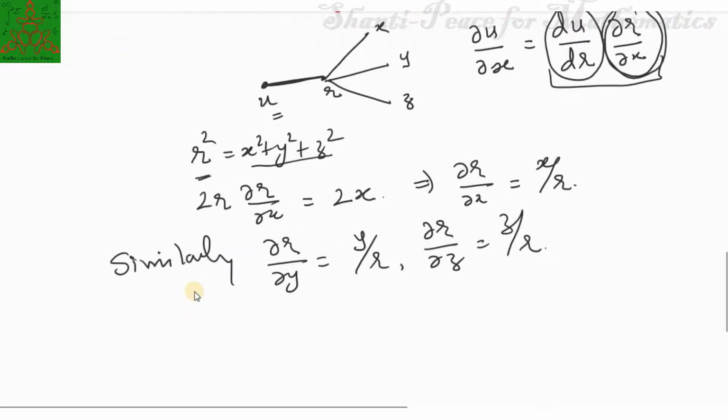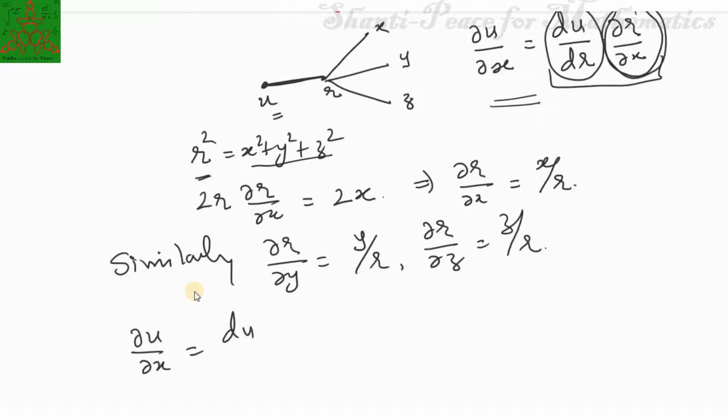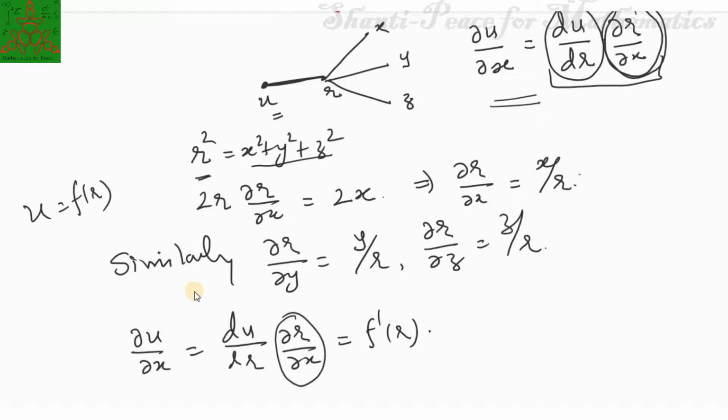Now let us calculate ∂u/∂x. As I have already discussed, ∂u/∂x is represented in this manner, so that is du/dr into ∂r/∂x. But what is u? u is f(r), so I can represent du/dr as f'(r), the derivative of u with respect to r, and this ∂r/∂x we have calculated as x/r, so I am writing that here.